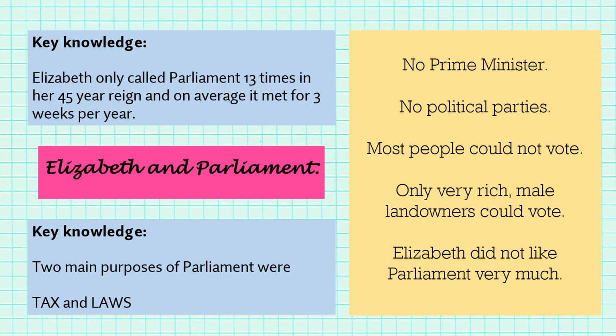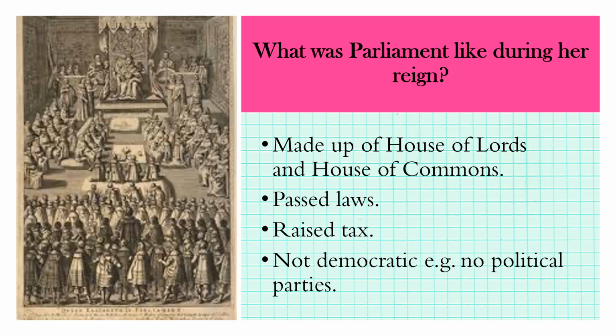But the main two things we need to know about Parliament are that it was for tax and for passing laws. So in this image, we can see that Elizabeth is right at the top of Parliament. Those people that she trusts would have been seated much closer to her, and those people further away would have been less important. So we can see that idea of hierarchy coming into play in this image of what Parliament was like. And as we said on the previous slide, it's mainly there to pass laws and raise taxes.